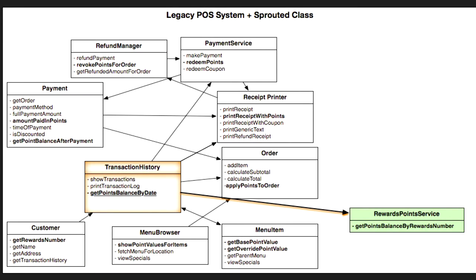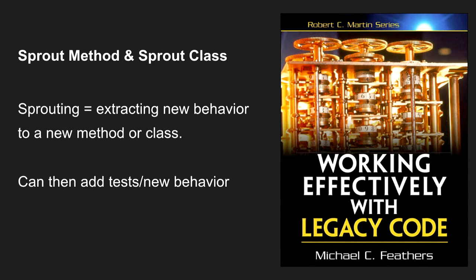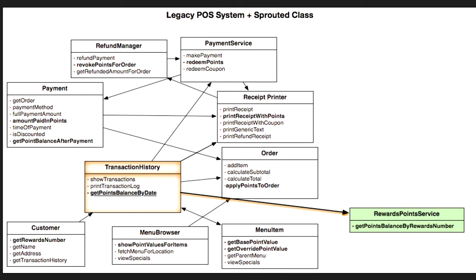Let's look at how we can sprout off a new class. So again, referencing Working Effectively with Legacy Code, phenomenal book, sprouting is this idea of extracting new behavior to a new method or a class, often because you couldn't get the thing under test in the first place. You want to change it. You want to deploy it separately. You need to break dependencies and start a new class. And that's what we've done here. So highlighted there is our new reward points service. And we optionally can change that transaction history class to use our new reward points service as we move behavior in there. Depends on how conservative you're feeling.